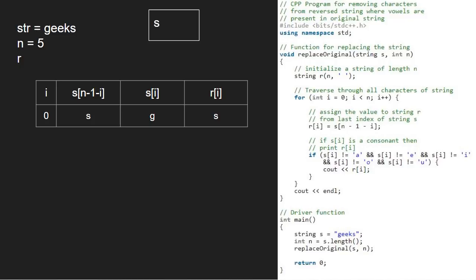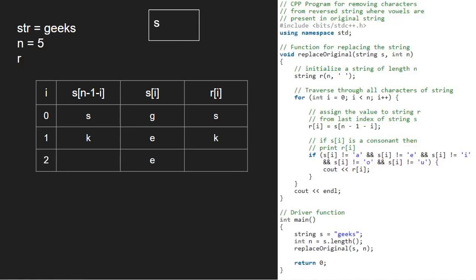We continue the iteration in the for loop and now i becomes 1. s at n minus 1 minus i is k and r of i will be k. Since s at i is a vowel, we don't print r of i. We continue with the for loop and now i will be 2. s at n minus 1 minus i is e and r of i is also e. Since s of i is a vowel, we don't print r of i. So now i will become 3.